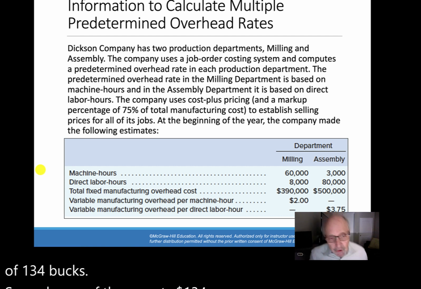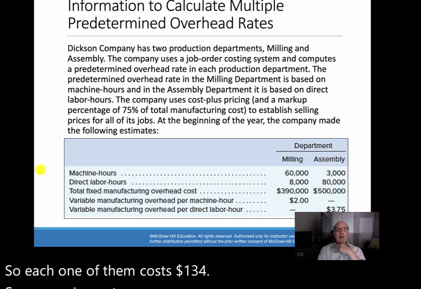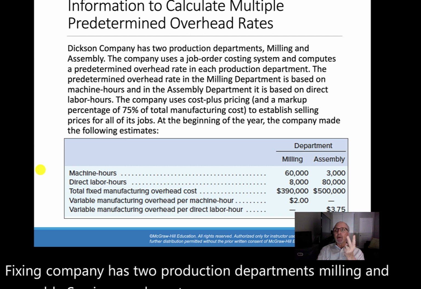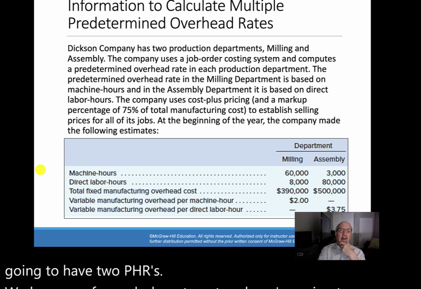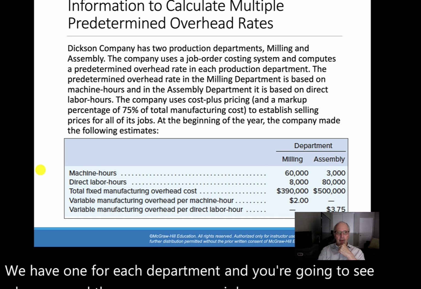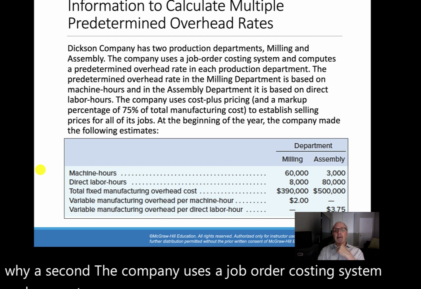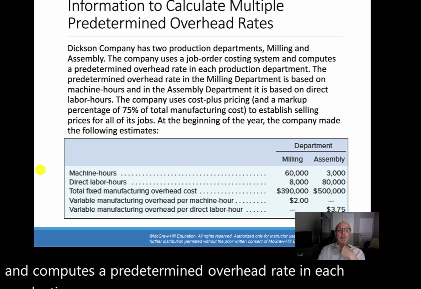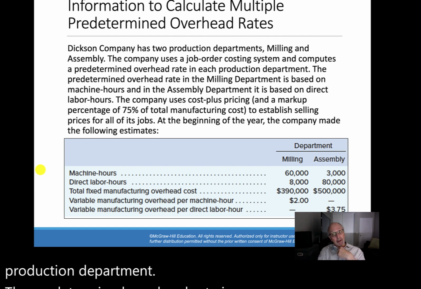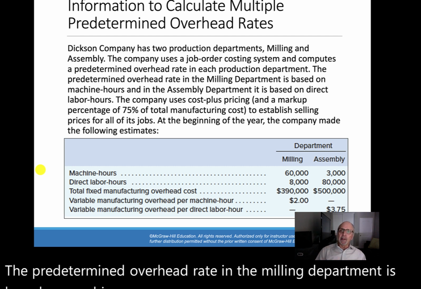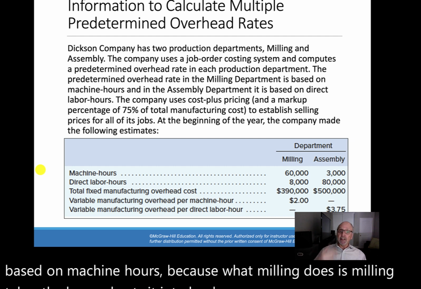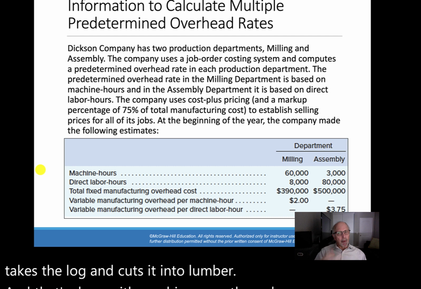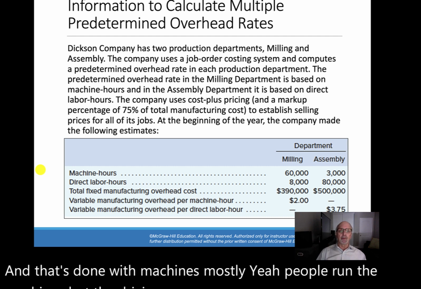So now we've got a new example. Dixon Company has 2 production departments, milling and assembly. So since we have 2 departments, now we're going to have 2 POHRs. We're going to have one for each department, and you're going to see why in a second. The company uses a job order costing system and computes a predetermined overhead rate in each production department. The predetermined overhead rate in the milling department is based on machine hours, because what milling does is milling takes the log and cuts it into lumber. And that's done with machines, mostly. Yeah, people run the machines, but the driving cost there is running the machines.